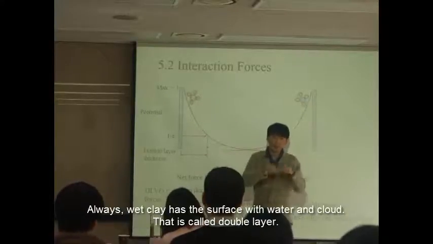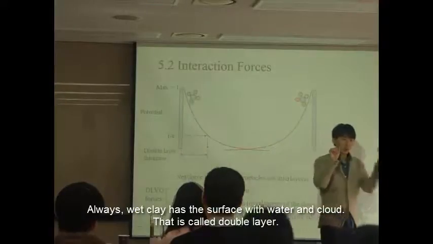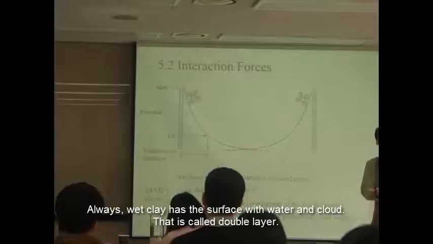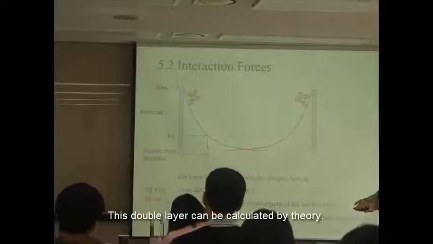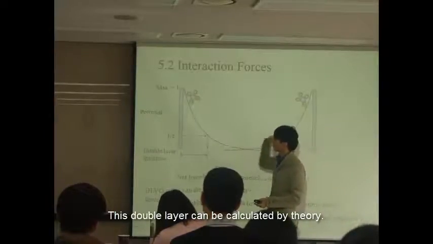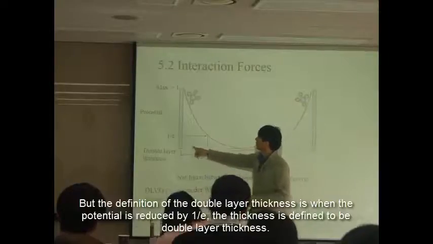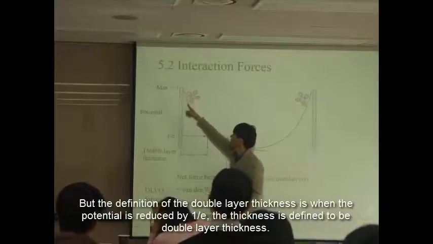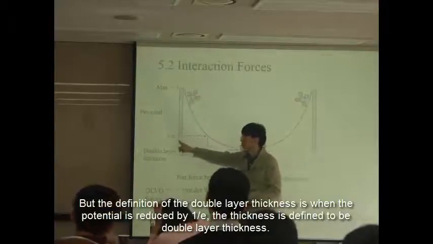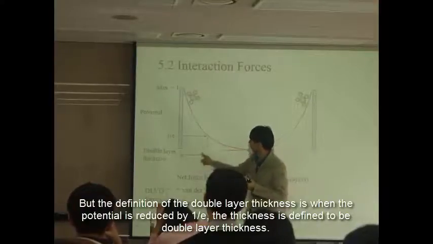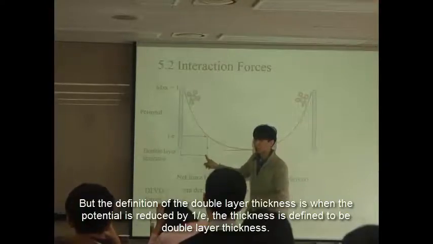So always in the wet clay, at the solid surface there's a water and cation cloud. That's called the double layer. And this double layer can be calculated by theory in a later slide, but the definition of the double layer thickness is that when the potential is reduced by 1 over e, the natural number, the distance from the surface is defined as the thickness.